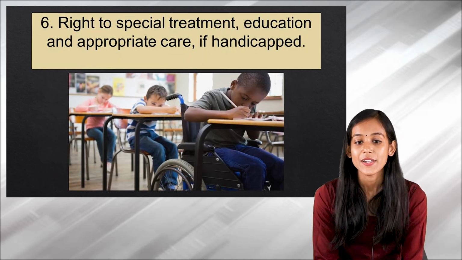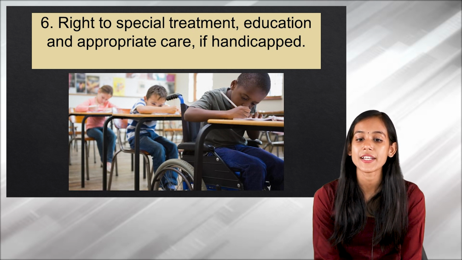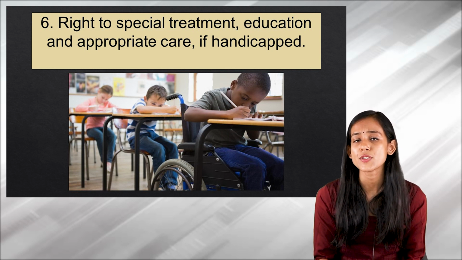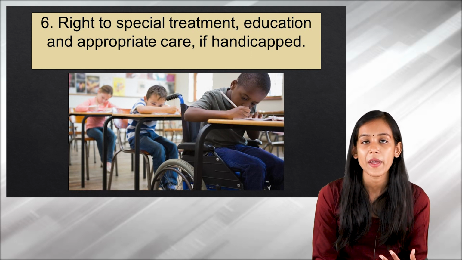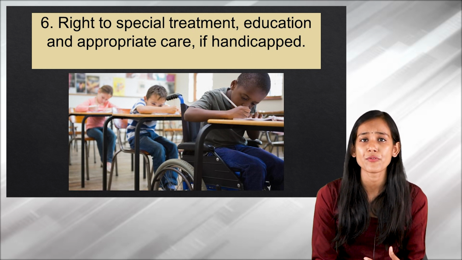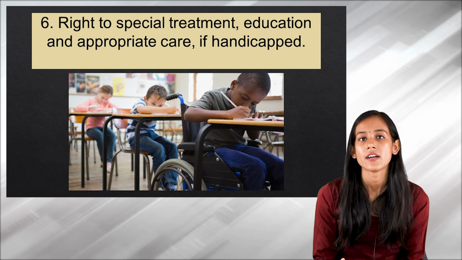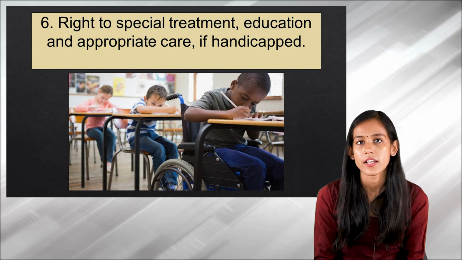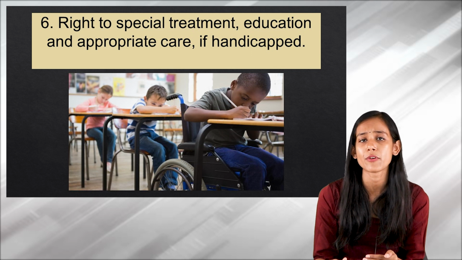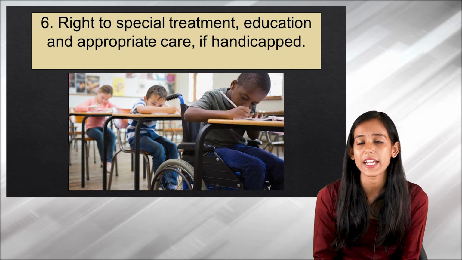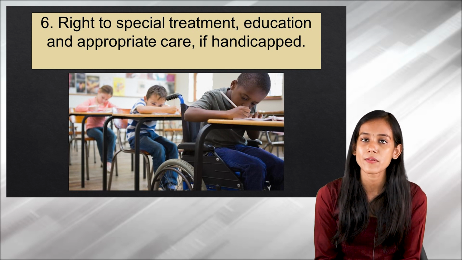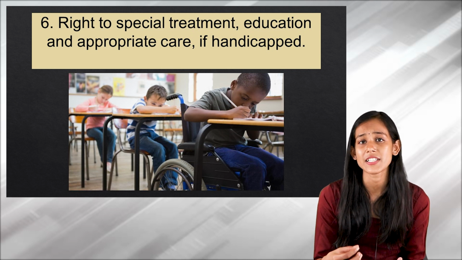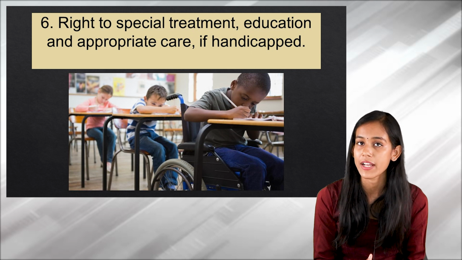The sixth right is the right to special treatment, education, and appropriate care if handicapped. Most of the time we see that children who are handicapped are ignored by parents, neighbors, friends, and society, and they are kept away from basic rights, like the right to free education or the right to full opportunity for play and recreation. So it is their basic right to have special treatment, education, and appropriate care if they are handicapped.